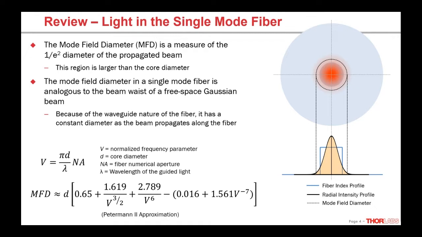The big difference is that because this beam is in a waveguide, in the fiber, it's a constant diameter along the length of the fiber. So that mode field diameter stays constant as we travel through this fiber waveguide. And we can calculate the mode field diameter using these equations here. It ends up being a function of the fiber core diameter, the fiber's numerical aperture, which means the index contrast between the core and the cladding, and the wavelength of light.